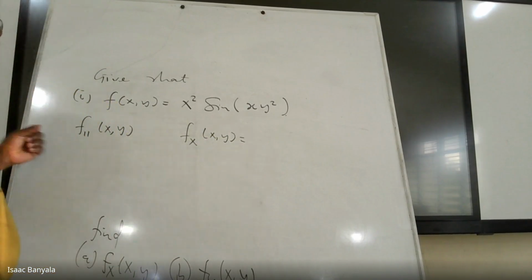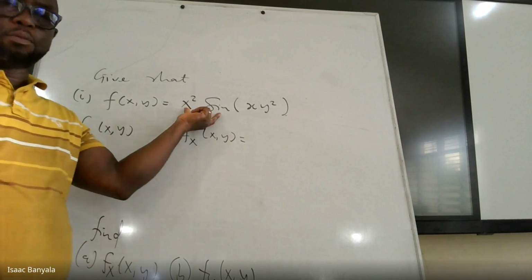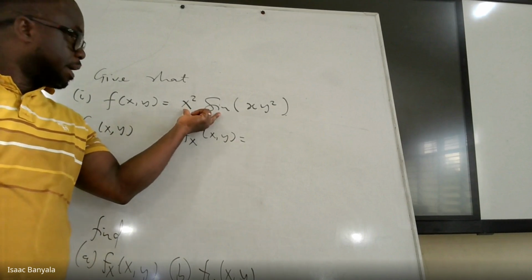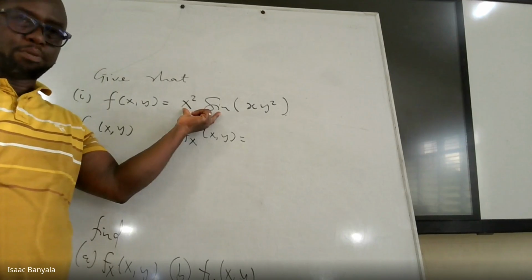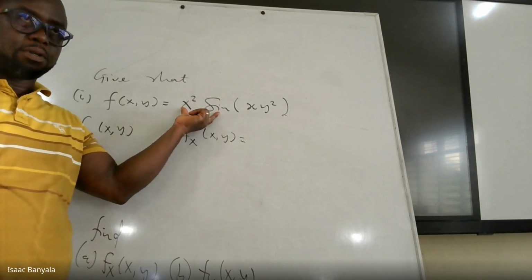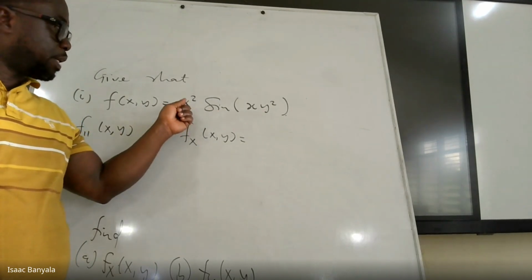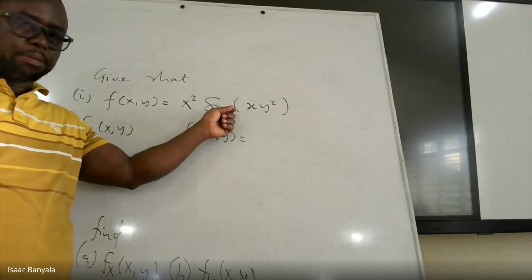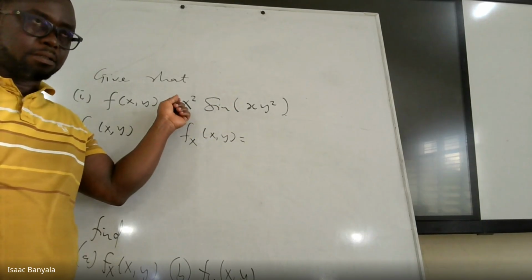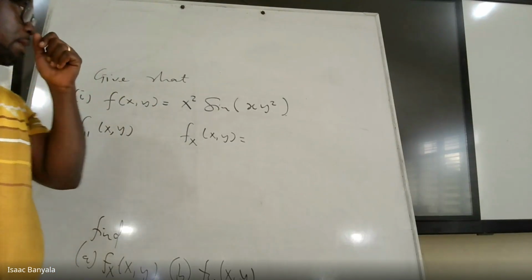Let's go. You see that there are two functions multiplied. So here we are going to use a product rule. We keep this, differentiate that, and keep that, differentiate this. That's a product rule. Now let's go.